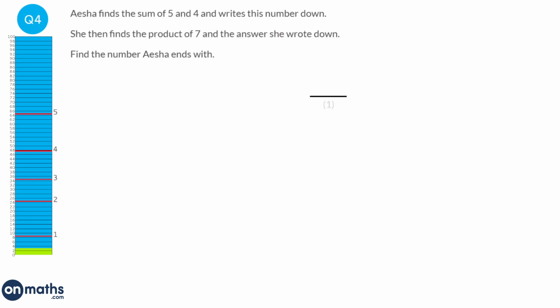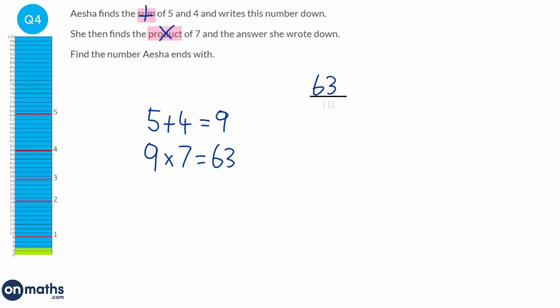For this question, it's really important that we understand what the words sum and product mean. Sum just means add, and product just means times. So we're going to start by adding the 5 and the 4, so that will equal 9. And then we're going to find the product of 9 and 7, so we multiply them together. 9 times 7 is 63. So our answer is 63.